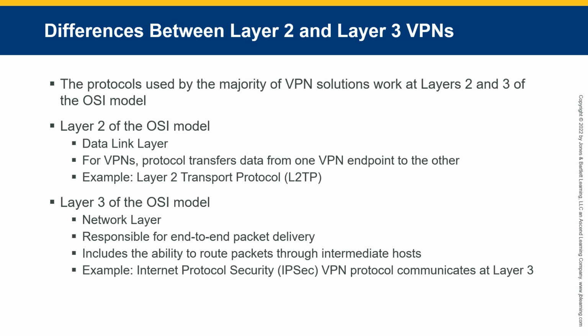Now, we also have layer 3 of the OSI model. That is our network layer, if you don't remember. And this is responsible for end-to-end packet delivery. Now, some of you are going, well, what is that? Well, if you remember the IP of TCP/IP, the IP protocol runs at the network layer. And this is going to be intuitive. That's why we have IPsec, Internet Protocol Security. And this communicates at the layer 3 layer.